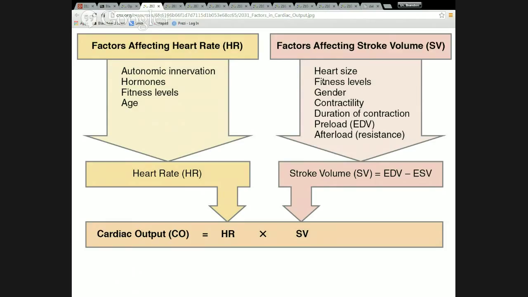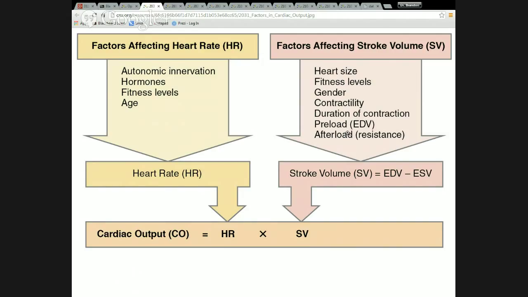Fitness levels are going to have an effect here also. And then gender does. And that kind of goes to the effect that gender has on skeletal muscle, that thanks to testosterone, men are going to have more skeletal muscle. They're also going to have more, or at least more efficient, cardiac muscle too. Okay. The things that we want to consider are actually down here: contractility, preload, and afterload.